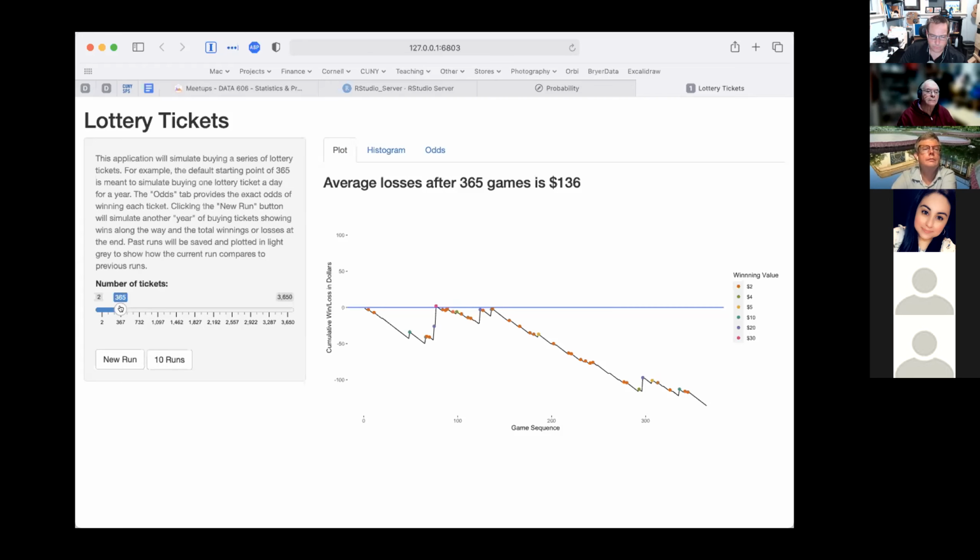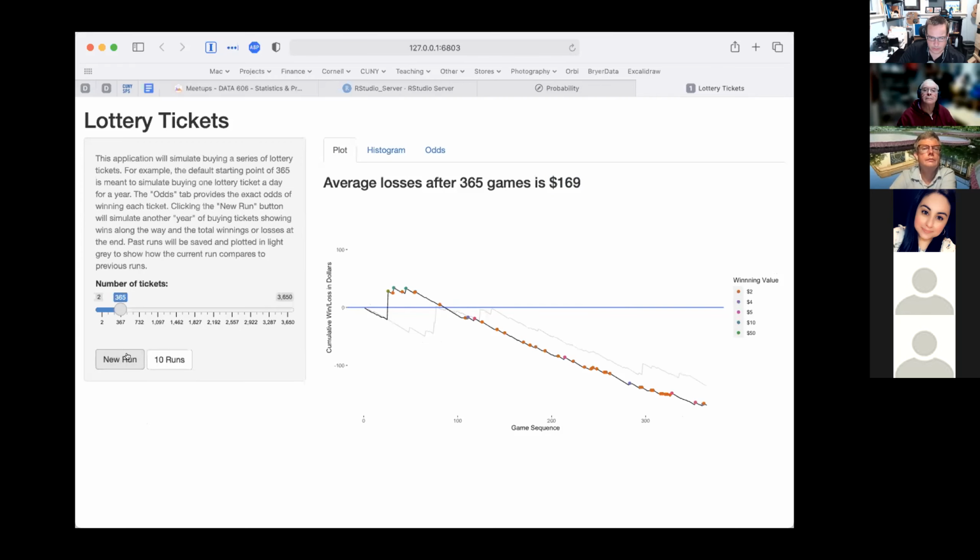which defaults to 365. The notion here is, what happens if I buy one ticket a day? How much do you expect to have after a year? You can see this is just running randomly, and you can see some bump ups. At some point in the year we won $30, but at the end of the year we're down $136, right? Because it costs $1 to play each time.